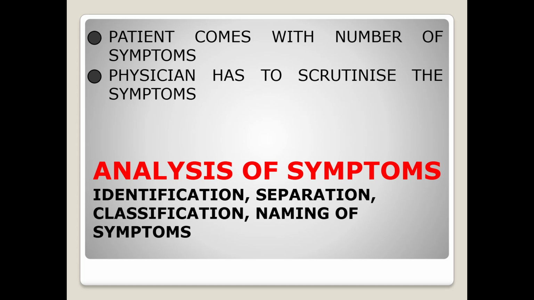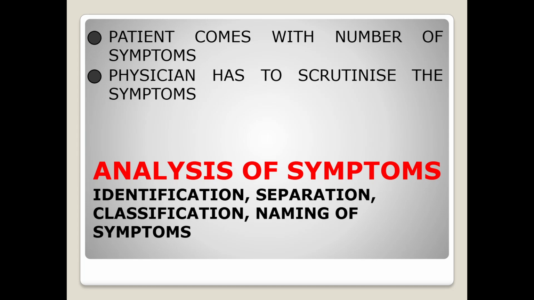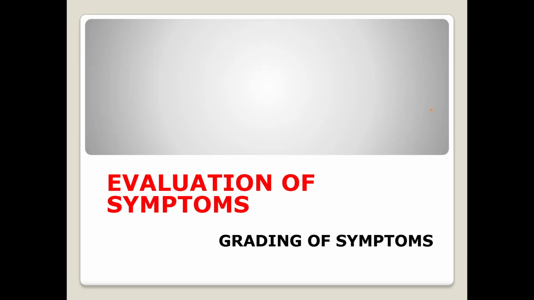So how to proceed for this now? By the method of analysis of symptoms and evaluation of symptoms. What is analysis? Analysis of symptoms is identification, separation, classification, and naming of symptoms. So we are basically categorizing the symptoms. It is called as analysis of symptoms. And what is evaluation of symptoms? It is grading of symptoms according to their hierarchy or according to their importance.